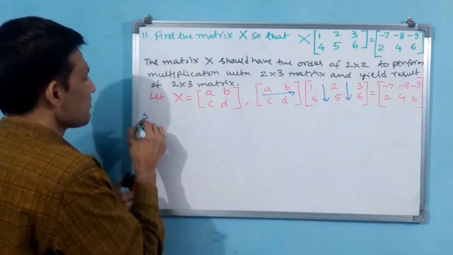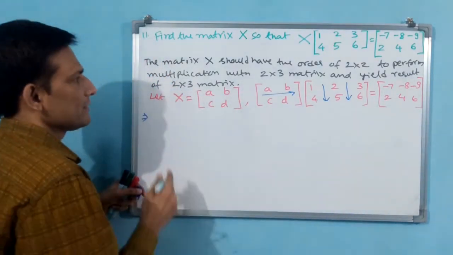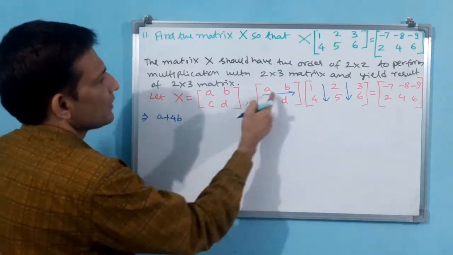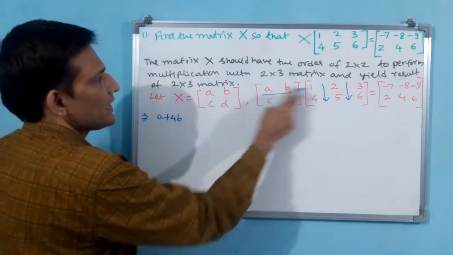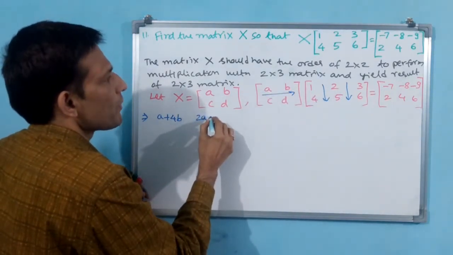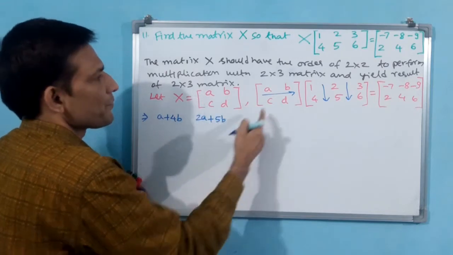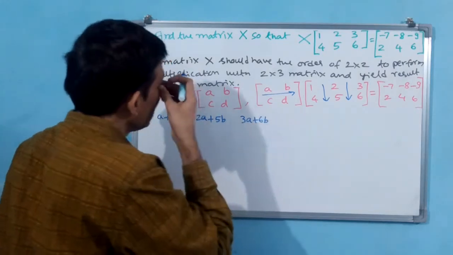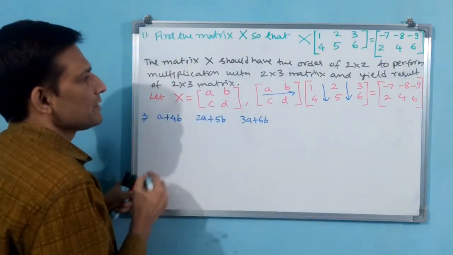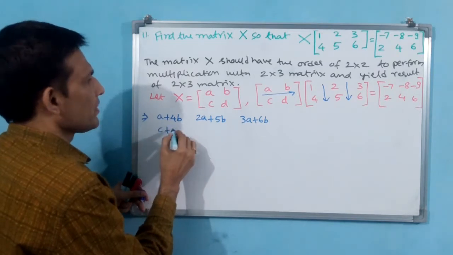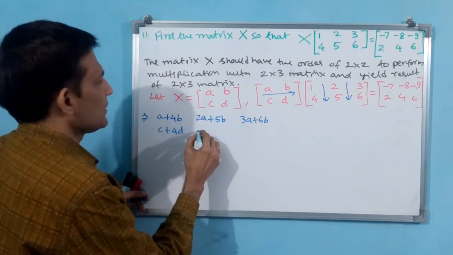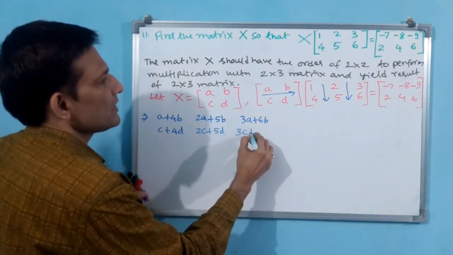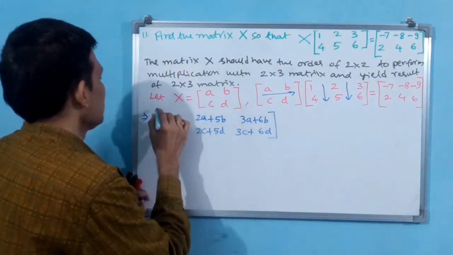That is equal to, or implies, you write. See, A plus 4B, then 2A plus 5B, then 3A plus 6B. Then, that means, C plus 4D, 2C plus 5D, 3C plus 6D. Okay.